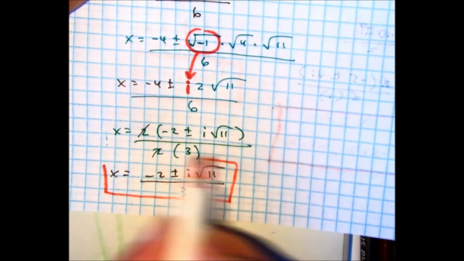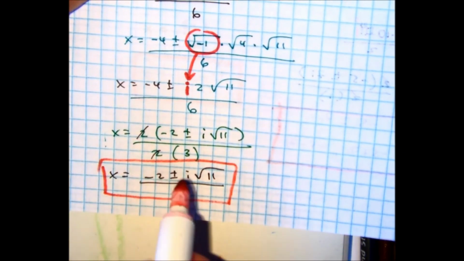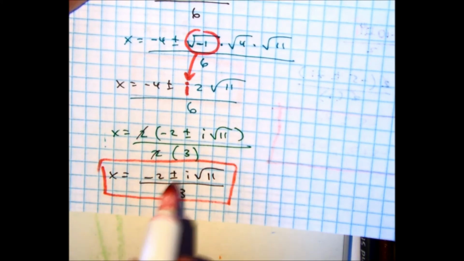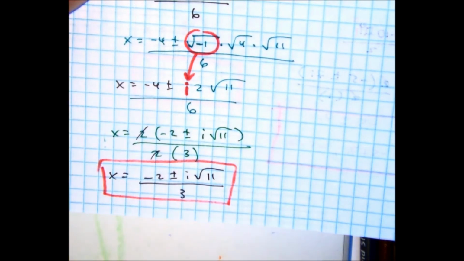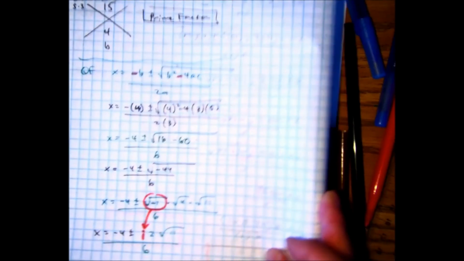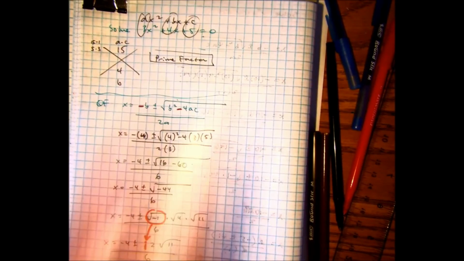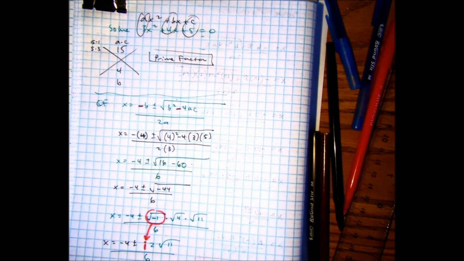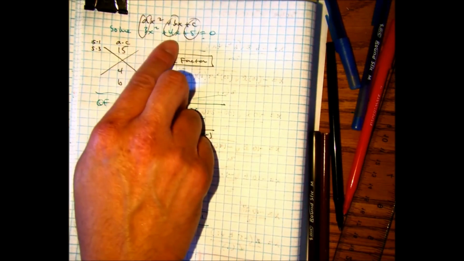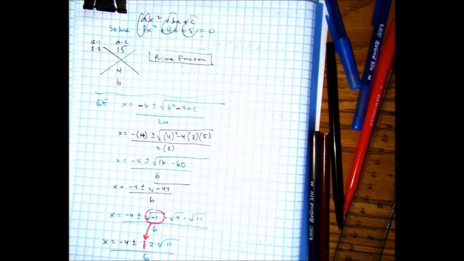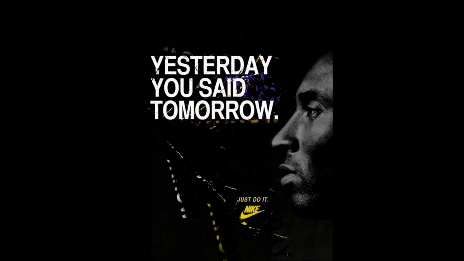Remember, you have 2 solutions there: negative 2 plus i radical 11 over 3 and negative 2 minus i radical 11 over 3. We could have also tried to solve this by completing the square. I would not recommend it, just because your a value is not 1, and this is nice, your b value is even. But yesterday you said tomorrow.